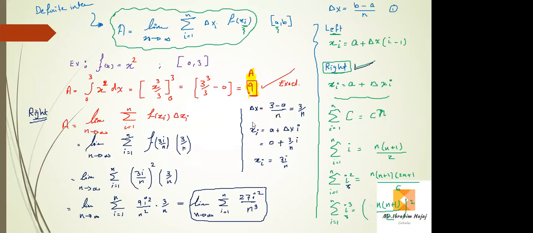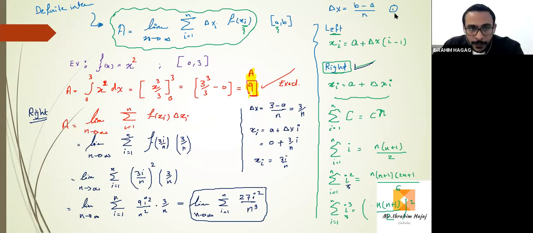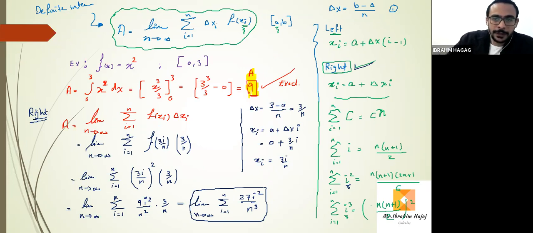Alaikum salam. So as you see, guys, we started this question and we said the definition of definite integral. It's here. A equals the limit as n approaches infinity of summation i equals 1 to n of delta x_i f of x_i, on the closed interval from a to b.